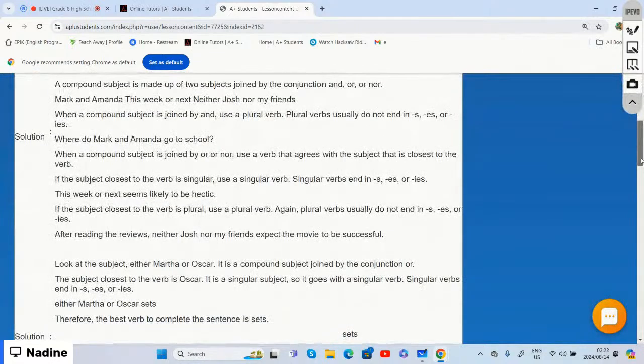And we said that when a compound subject is joined by the word and, we use a plural verb. And plural verbs, they do not end in s, es, or ies. And when a compound subject is joined by or or nor, we use a verb that agrees with the subject that is closest to the verb. So when the subject that is closest to the verb is singular, then we use a singular verb, and a singular verb ends in s, es, or ies.